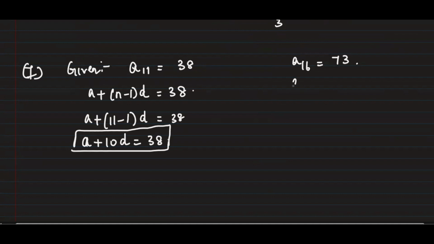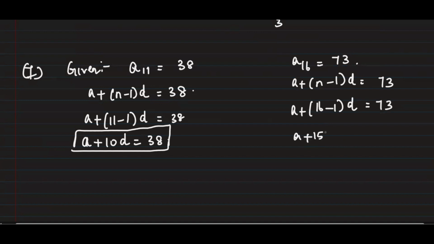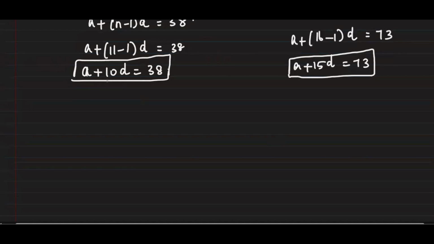Okay, again for A16, A plus n minus 1 into D is equal to 73. So the 16th term: A plus 16 minus 1 into D is equal to 73. Now A plus 15D equals 73. This is the second equation which we have got. Now let's solve these two equations to find the value of A and D.